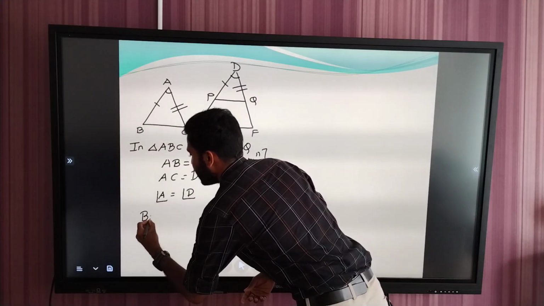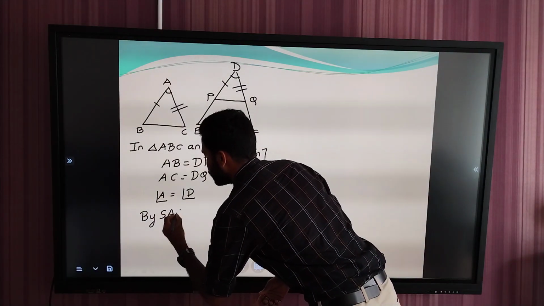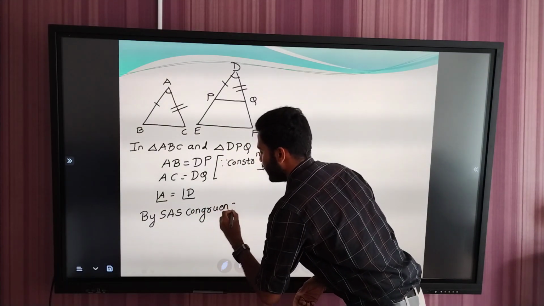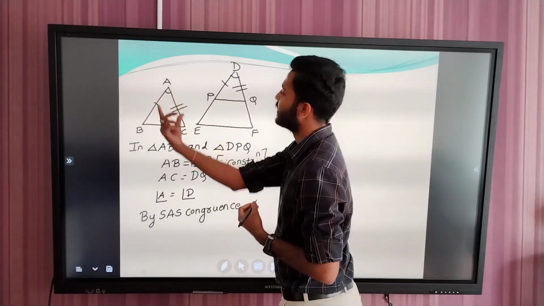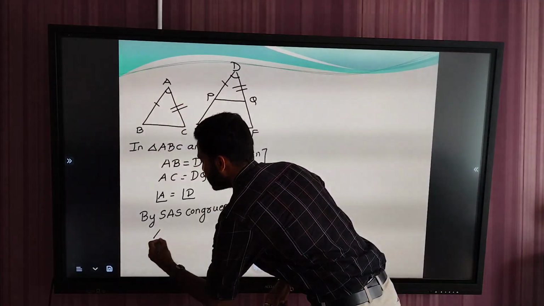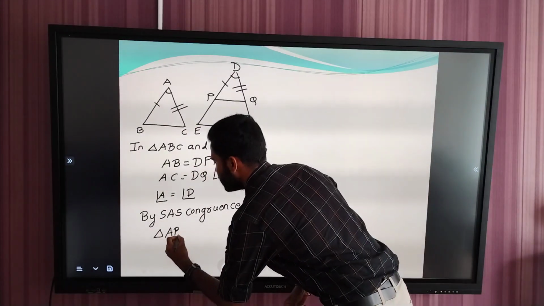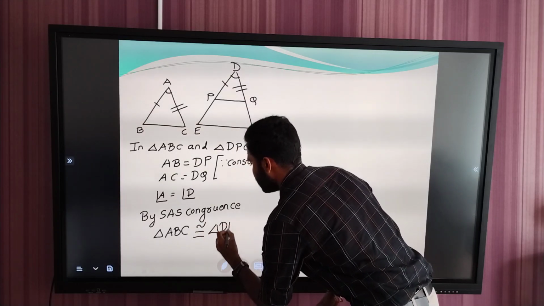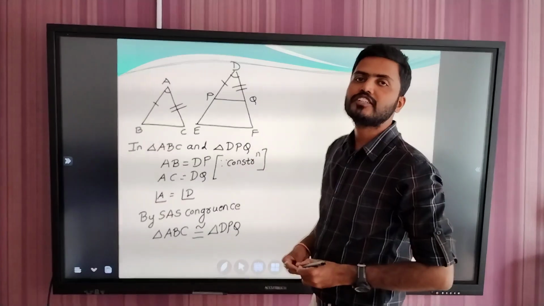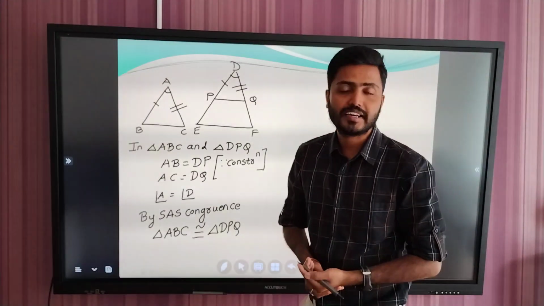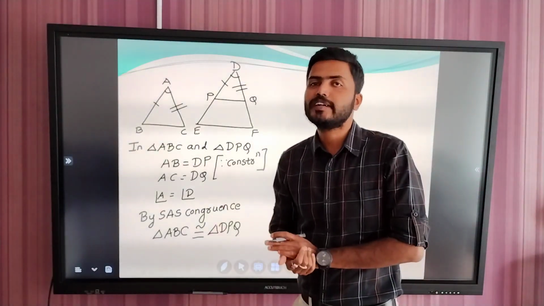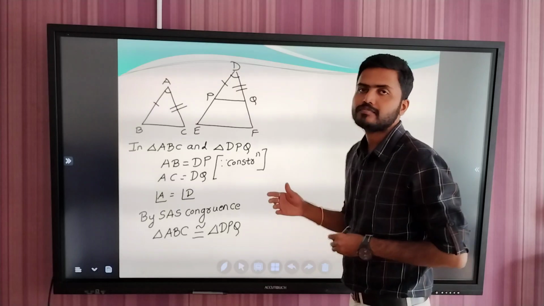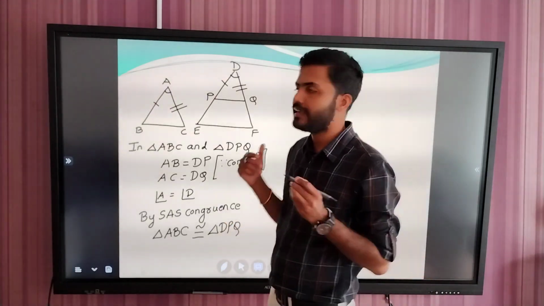So by SAS congruence, what can I say, my dear students? By SAS congruence, triangle ABC is congruent to triangle DPQ. Now I have just proved that these two triangles are congruent. If two triangles are congruent, then I can say that the corresponding sides will be equal, and also the corresponding angles will be equal.